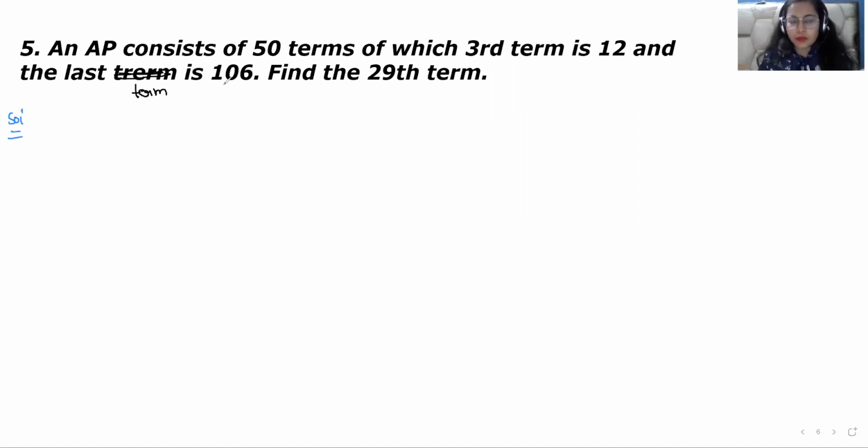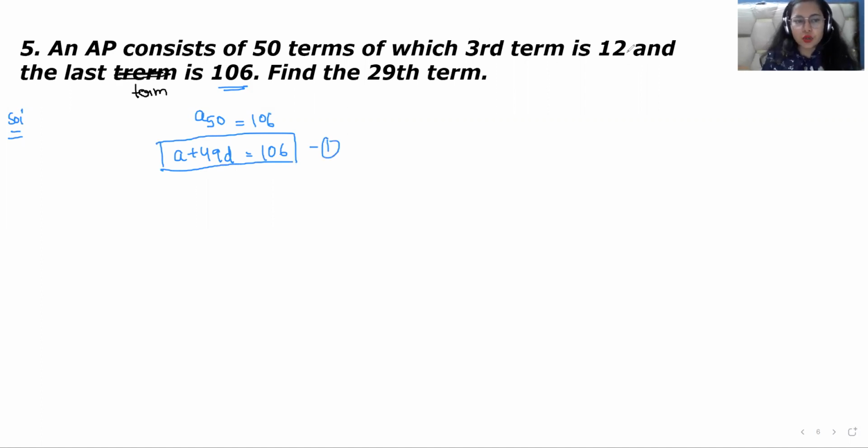50th term, that means A50. So there are 50 terms, so A50, the last term, is 106. Obviously the last term is 106 when there are a total of 50 terms. So A50 is 106. So how can we write it? As A plus 49D, correct? Equal to 106. We'll make it equation 1.